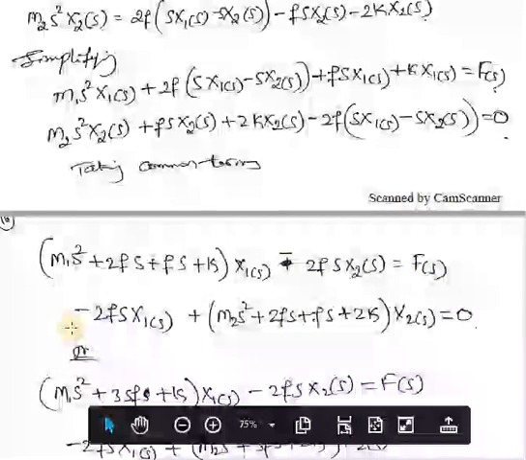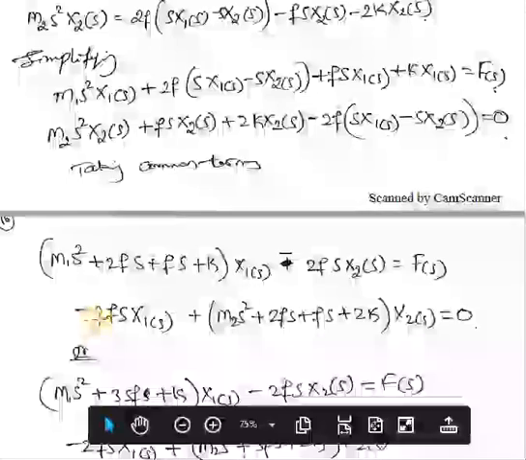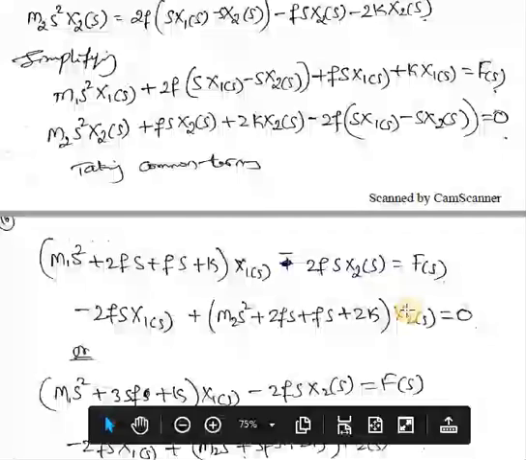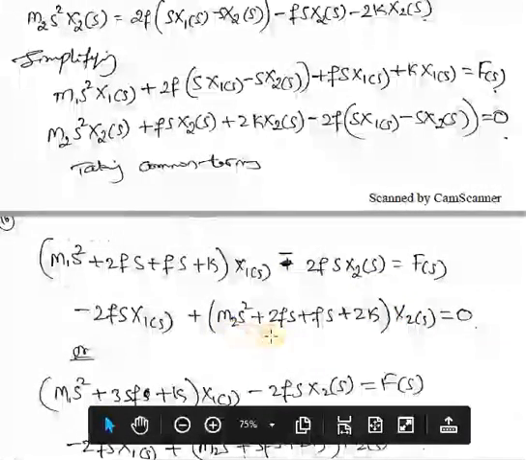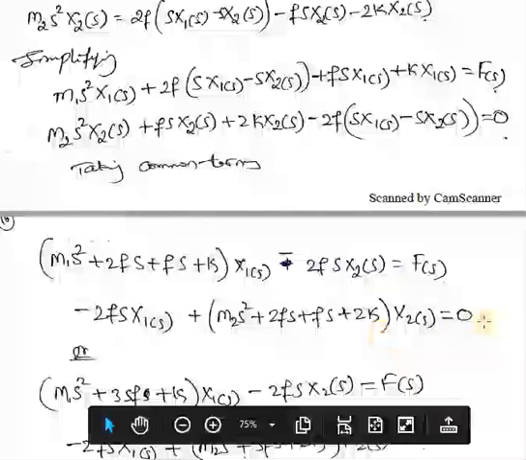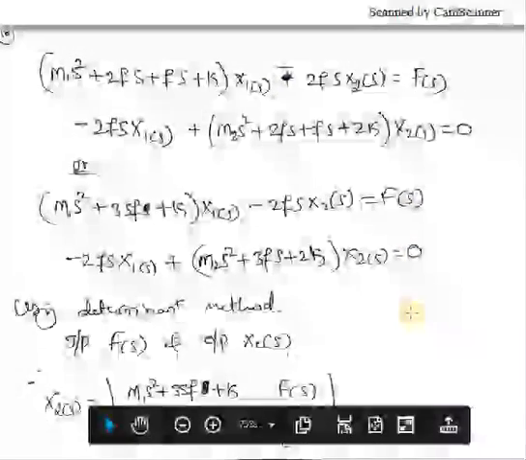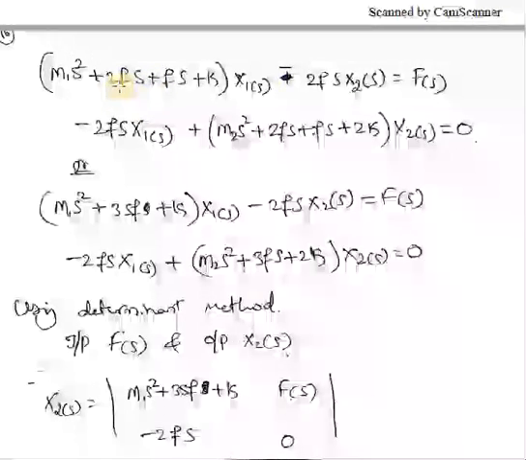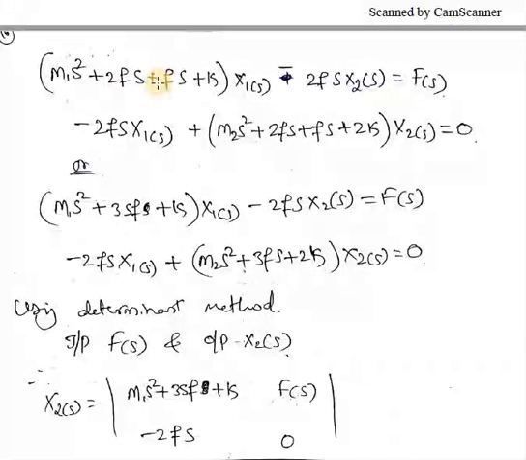Similarly, from the second equation, if you take x1 of s as common, it is associated with only one term, that is 2fs into x1 of s. But x2 of s is associated with four terms, m2 s square plus 2fs plus fs plus 2k equal to 0. Or you can simplify to get this equation: x1 of s is with this, and x2 of s is with this. You just need to add here because both the letters are the same. For example, if instead of f and f, it has given f1 and f2, then you cannot add the terms.